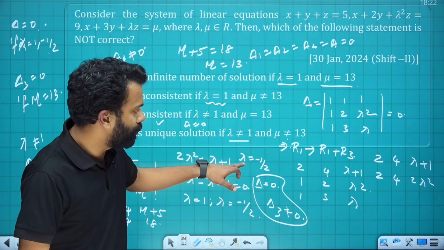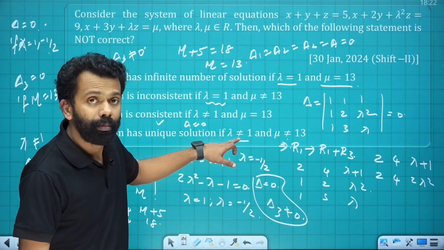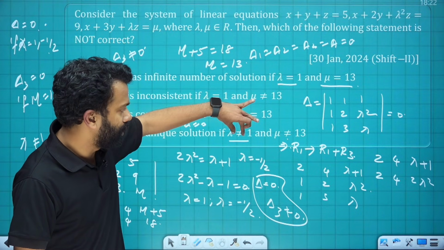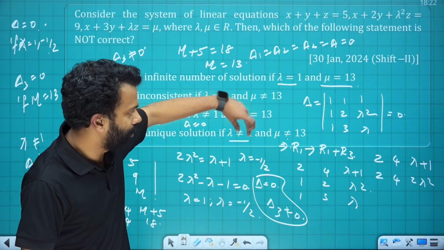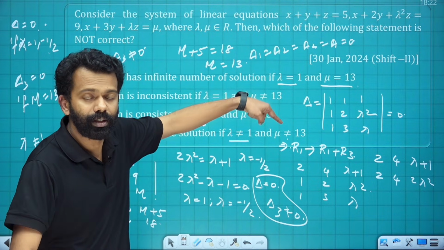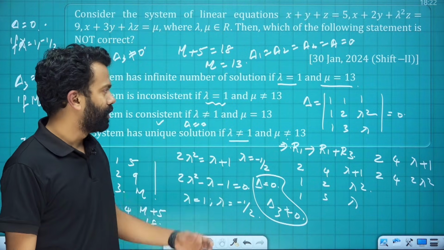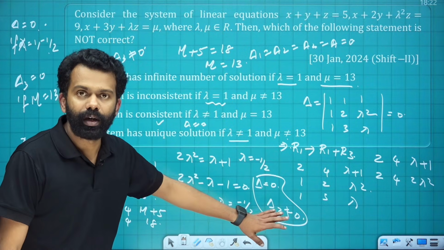But here, for the value of lambda equal to minus 2, the value of the parent determinant is equal to 0. And if the value of the parent determinant is equal to 0 and if any one among the values of the other determinants is not equal to 0, then the system of equations is inconsistent. Okay, it's a very good question. I hope you got the idea here.